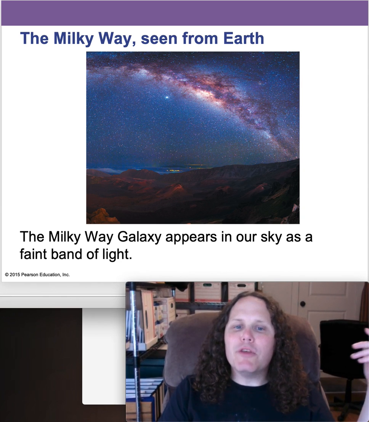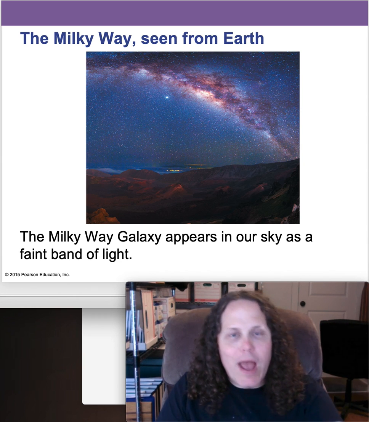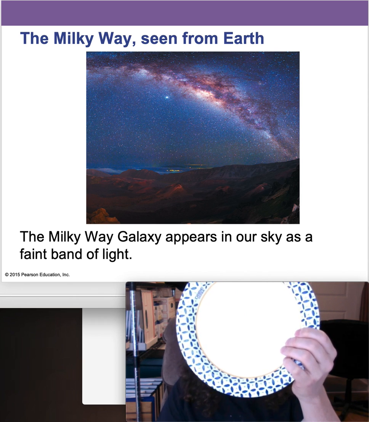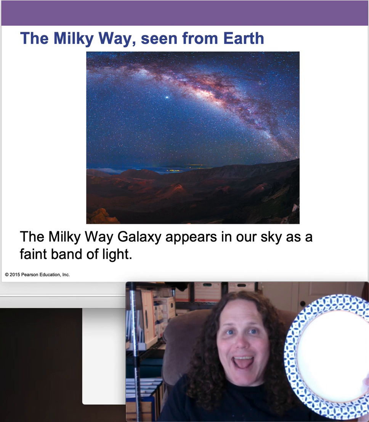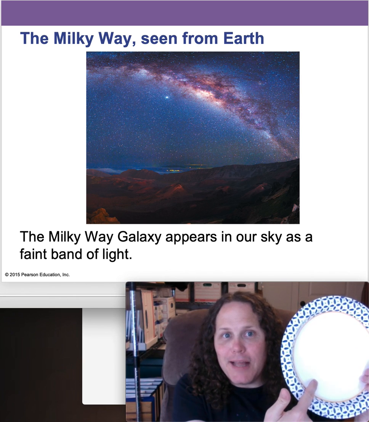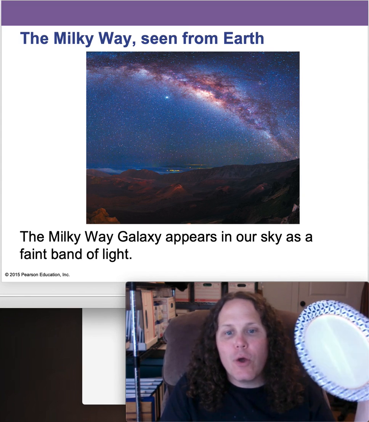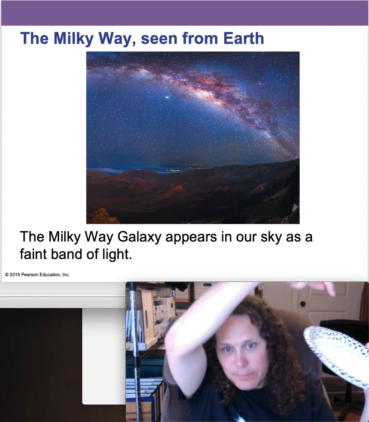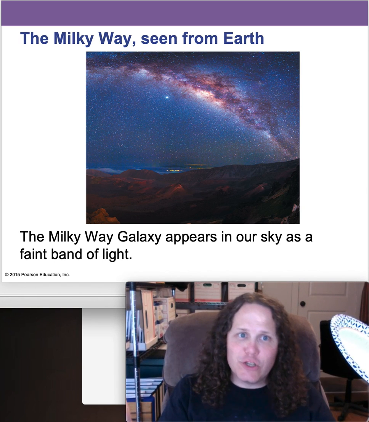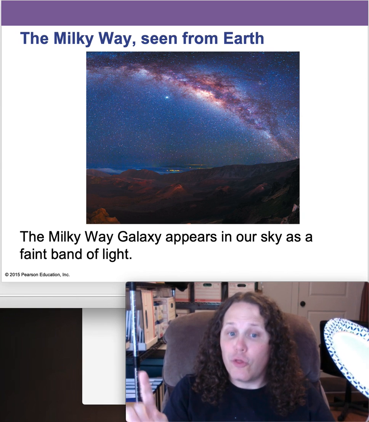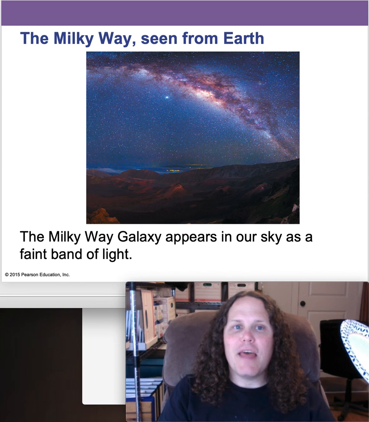So why does the Milky Way surround us like that? Well, the Milky Way is shaped like a disk, and we're inside it. So imagine you're an ant standing on this plate. What does the edge of the plate look like to you? Well, it encircles you. It surrounds you, just like the Milky Way encircles and surrounds the Earth. Though to be clear, Earth is not the center of the galaxy. We're closer to the edge than the center.